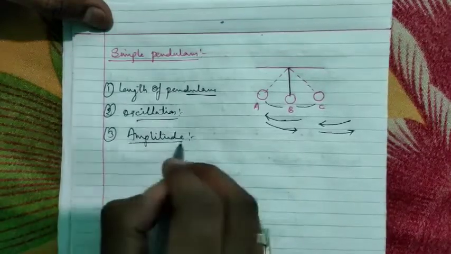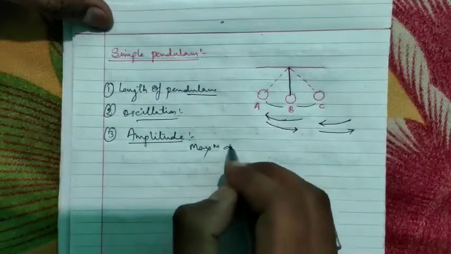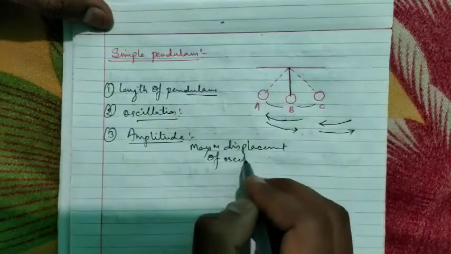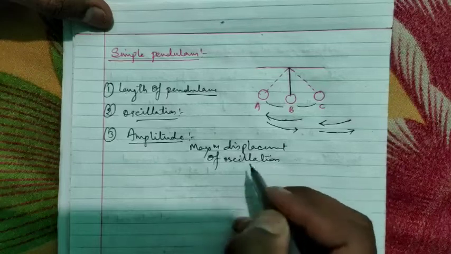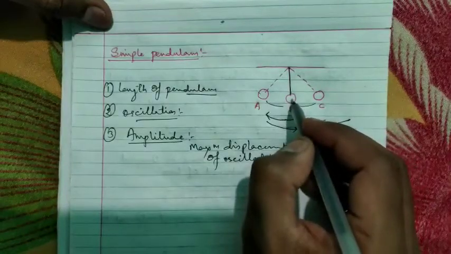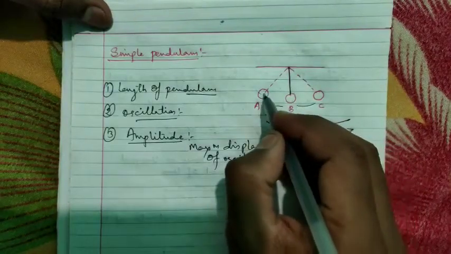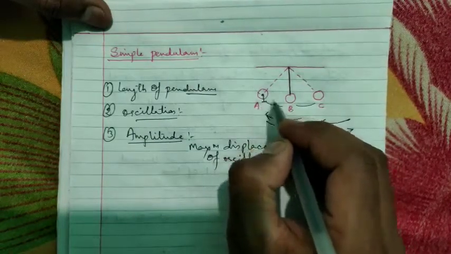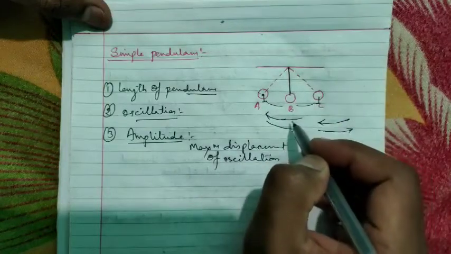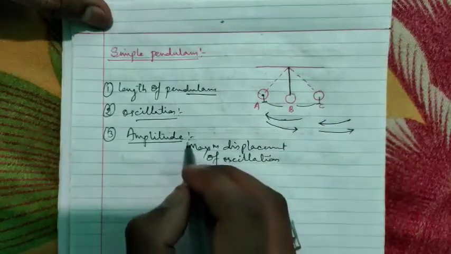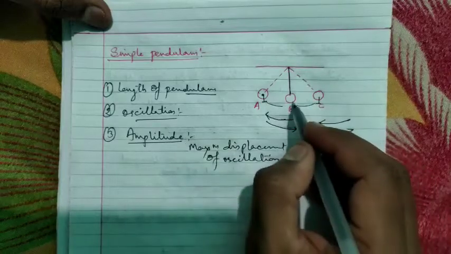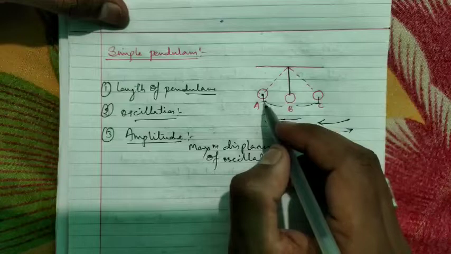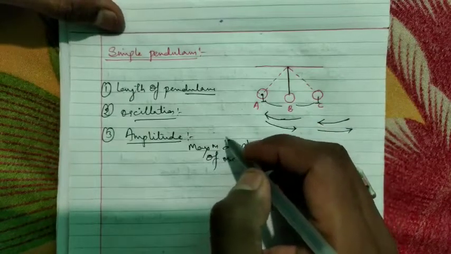The third point is called amplitude. Amplitude means the maximum displacement of oscillation. Suppose this is the bob. When this bob goes to this side, it reaches the maximum height up to here. This will be the maximum displacement of the pendulum, and that is called amplitude. The perpendicular height, or the maximum height which a pendulum can reach, is called its amplitude.